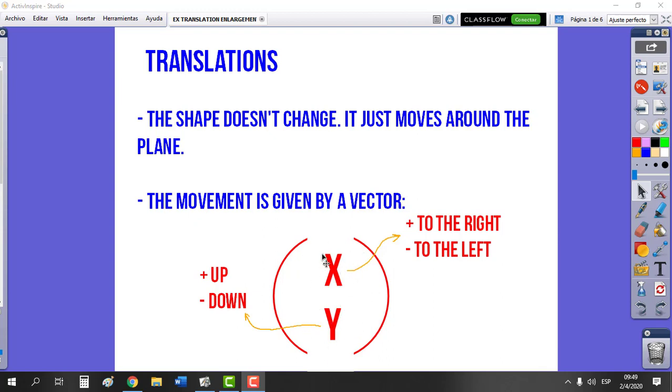The x component tells us the amount of little squares in the page that we will move to the right if the number is positive, or to the left if the number is negative. And the y component tells us if we're going to move up if the number is positive and down if the number is negative. So now I will give you some examples that are taken from past papers.